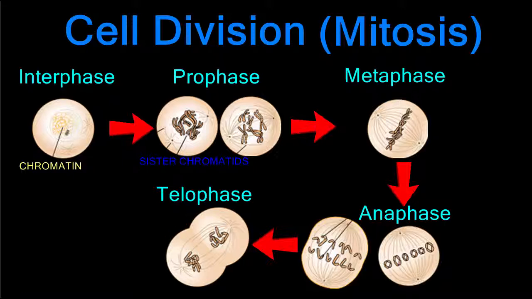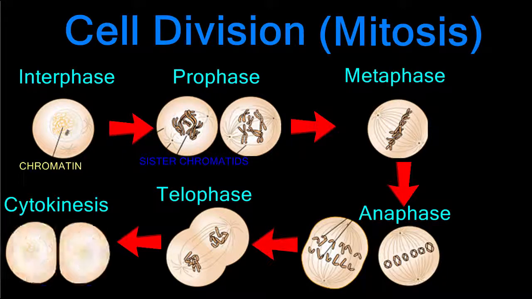Mitosis is now complete, but cell division will not be complete until the cytoplasm has completely divided in 2. The process of dividing the cytoplasm is called cytokinesis. At the end of cytokinesis, we are left with 2 daughter cells that are identical to each other and to the original cell. Both of these new cells will immediately enter interphase and remain in this state until they too are ready to divide.